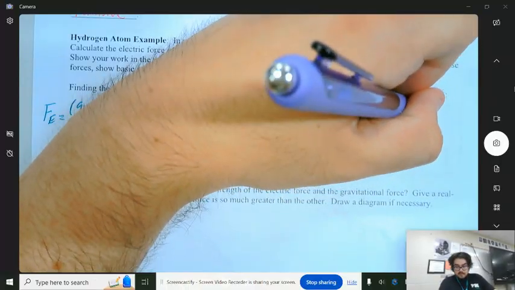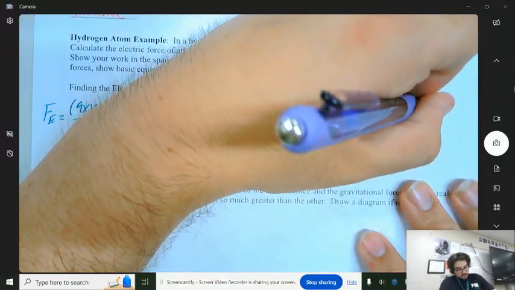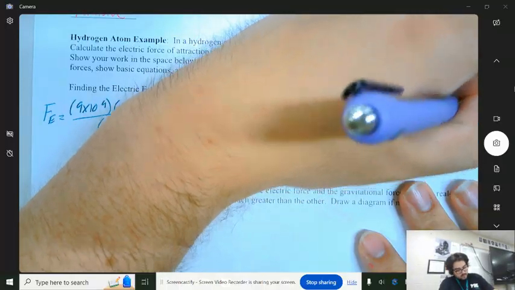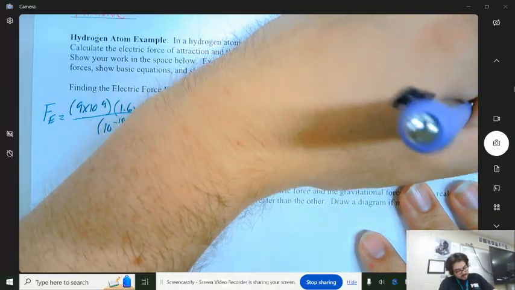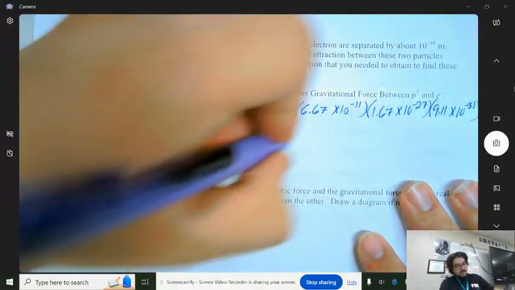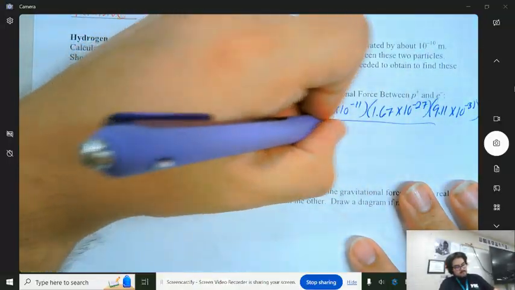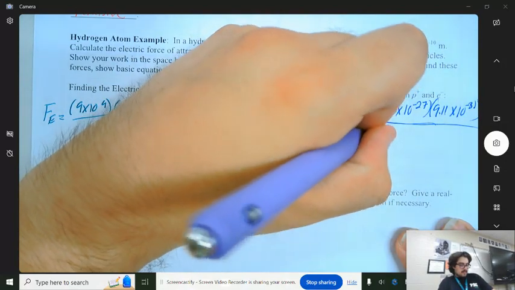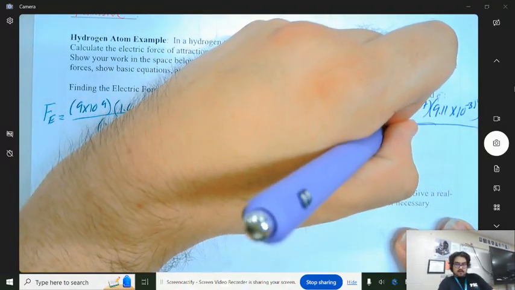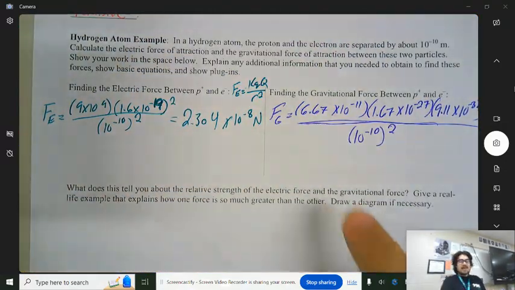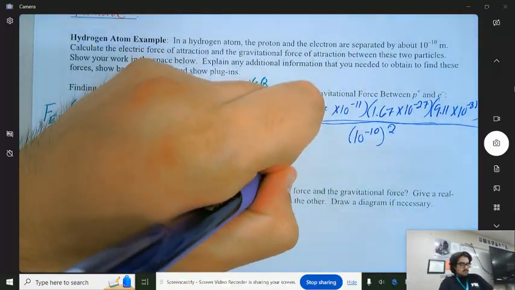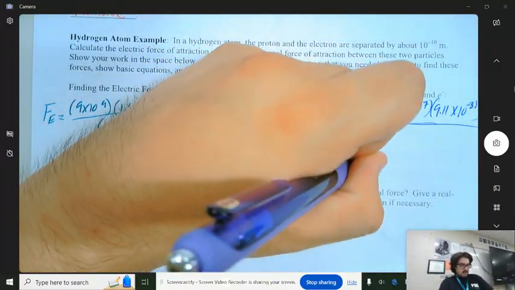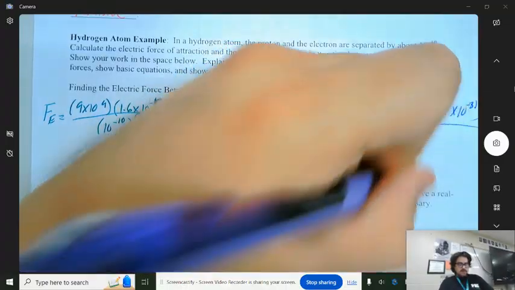1.67 times 10 to the negative 27th. That's the mass of a proton. Mass of an electron is 9.11 times 10 to the negative 31. And then the distance between the two squared, 10 to the negative 10 squared. And if you calculate that out, you should end up getting 1.01 times 10 to the negative 47th newtons.